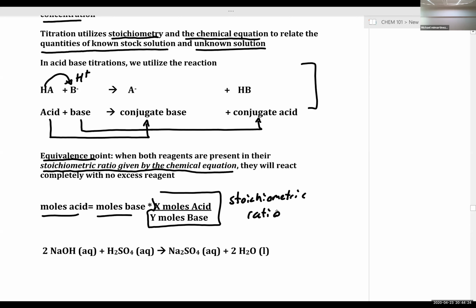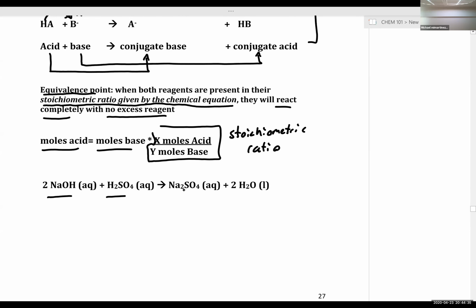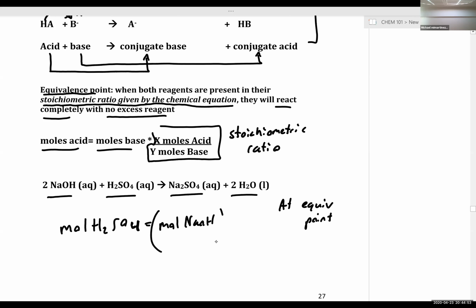So essentially, the acid and base will react completely with no excess reagent. So let's do an example. Looking at the following reaction, at the equivalence point, the moles of sulfuric acid would be equal to the moles of sodium hydroxide. And now this is where things get interesting.